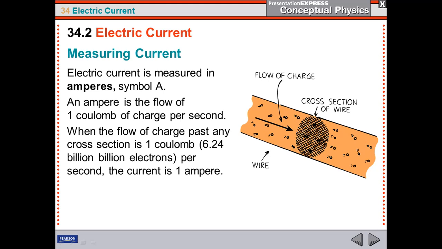Once again, when the flow of charge past any cross section is 1 Coulomb per second, the current is 1 ampere. And you know that 1 Coulomb has 6.24 billion electrons.